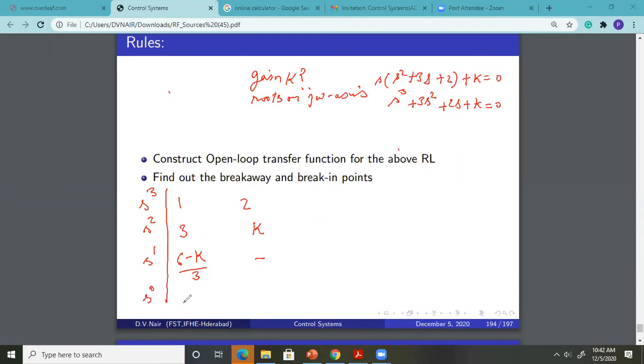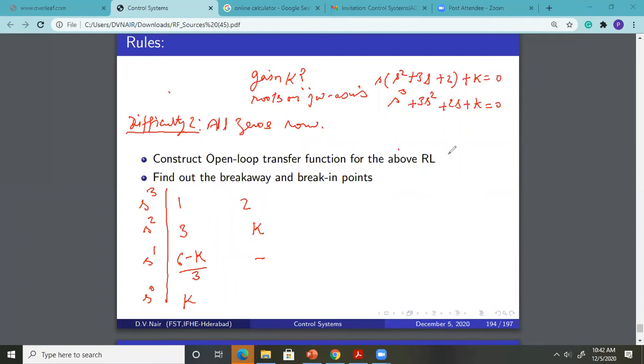And s to the power 0 row will be what? This into this minus 0 by this, it will be what? Am I right here, friends? Good. Now in this case, what is difficulty 2, friends? You remember, did we introduce difficulty 2 in Routh's array? Special case 2 or difficulty 2? What is difficulty 2? Difficulty 2 talks about all zeros row. Now, where do you get all zeros row here?